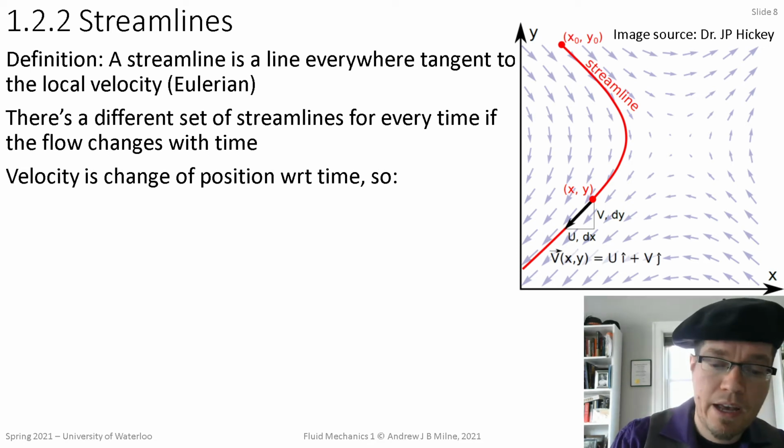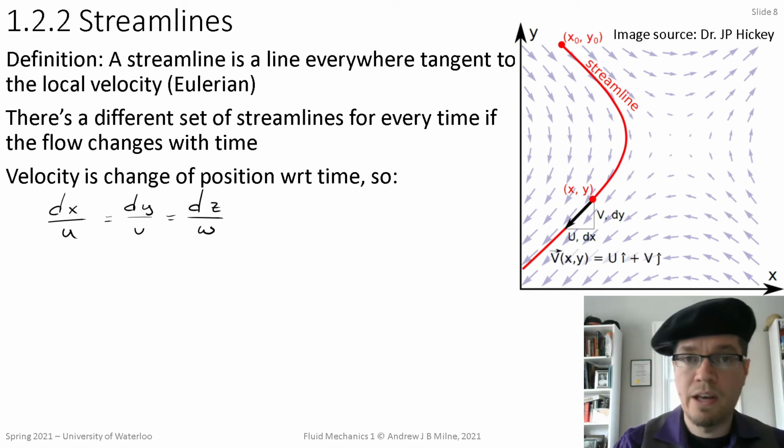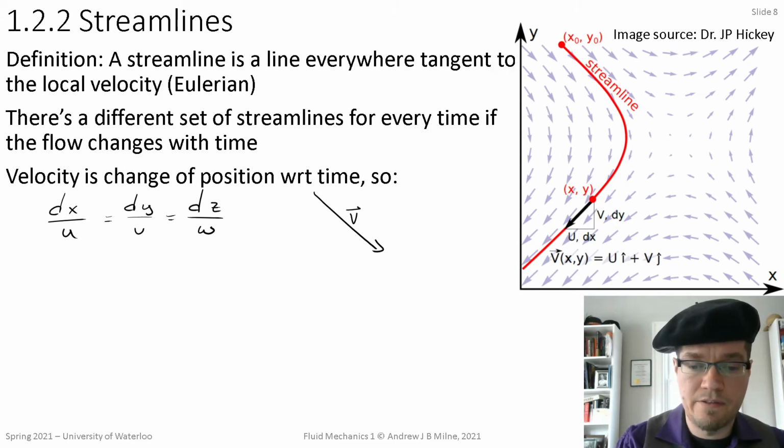to time. And so that means that the distance that the fluid parcel travels over some small time is dx. And that means that dx over u is equal to dy over v. And if we're talking about a three-component flow with a z component of the velocity, it's equal to dz over w.